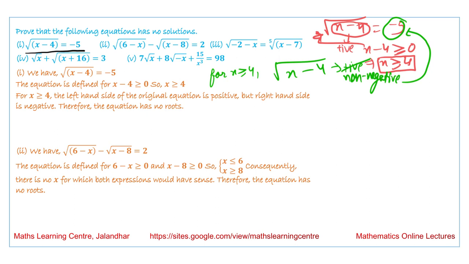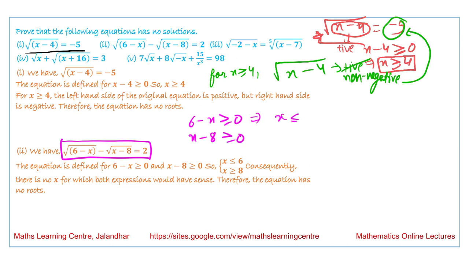Now in the second part, the equation we have is √(6 − x) − √(x − 8) = 2. Again, these will be defined if 6 − x ≥ 0 and x − 8 ≥ 0. So this implies x ≤ 6 and x ≥ 8. And there cannot be any common value of x for which both these conditions are satisfied. So we are saying that this kind of equation will have no roots.